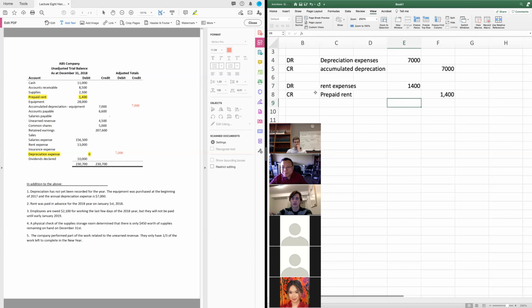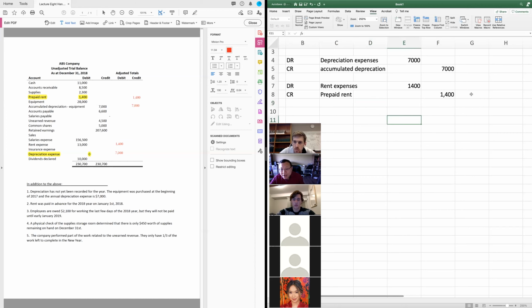So is 1,400 what we didn't use for the year? The 1,400 is the amount you have not recognized as rental expense yet. Is that like one month's worth? Yes. So now let's take a look here. Your rent expenses here, you're going to increase by 1,400, and the prepaid is going to be a credit of 1,400. Does this make sense?